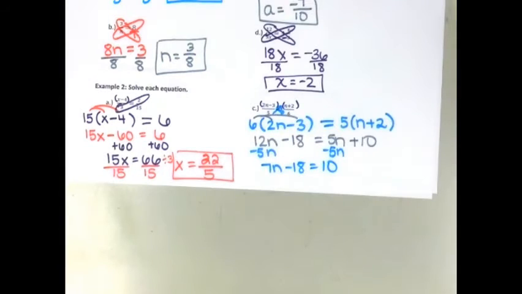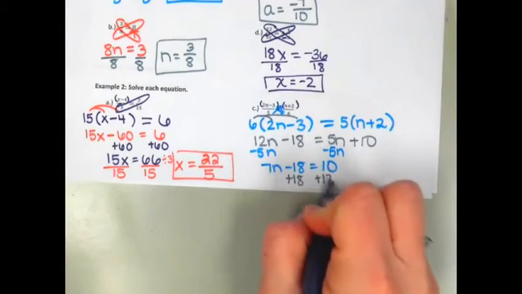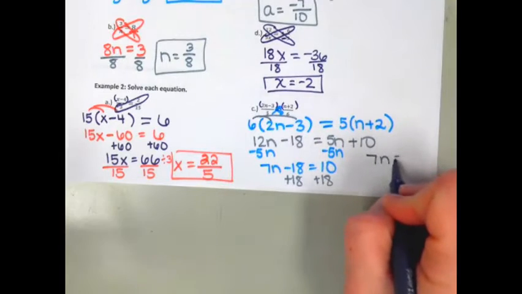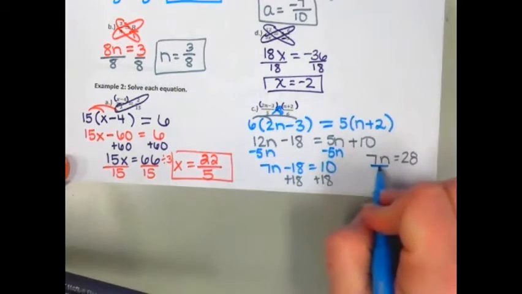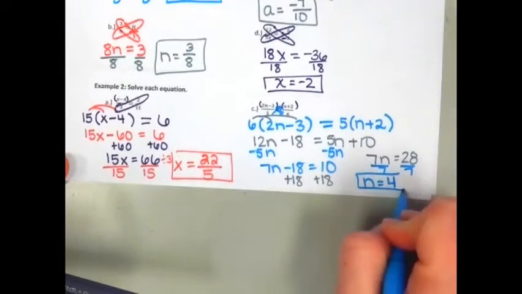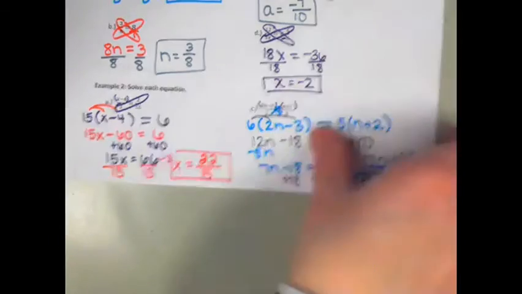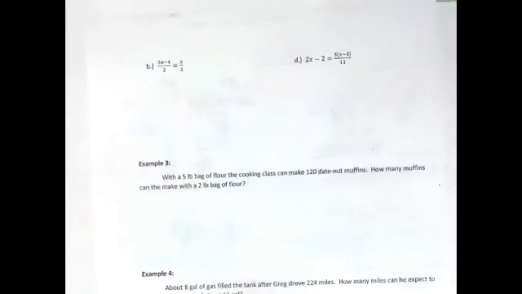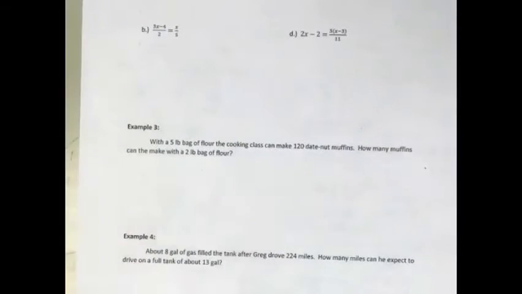Then what? Add the 18. So we get 7n equals 28. And then what? Divide by 7. So n equals 4. Good. Go ahead and do B and D on your own here.